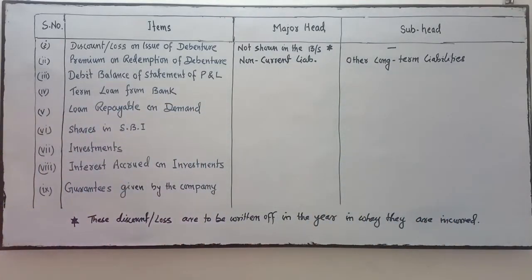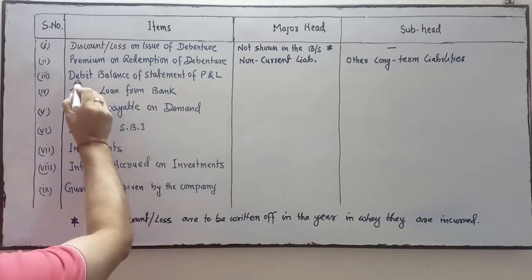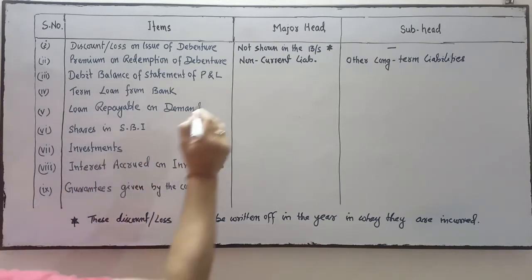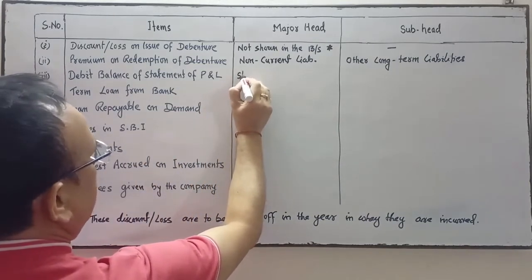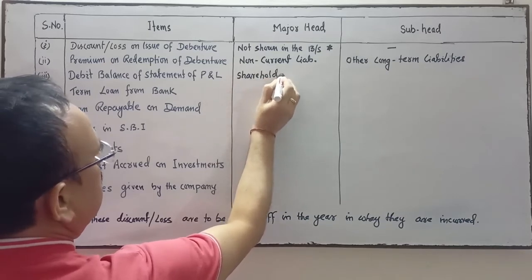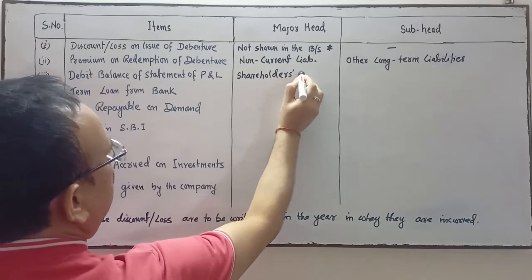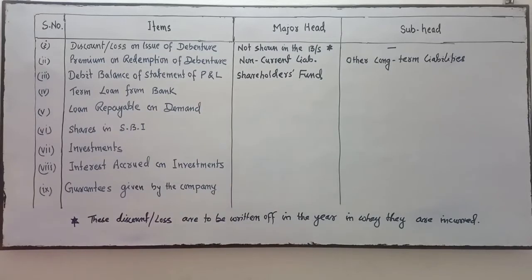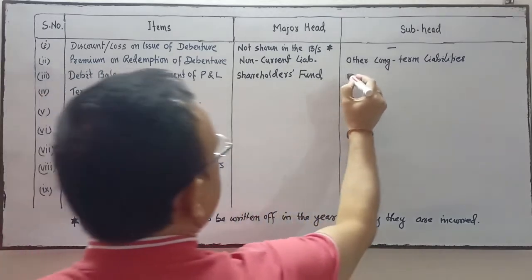Next is debit balance of statement of P&L. Debit balance of statement of profit and loss. Debit balance means loss. It is shown in the shareholders' fund, under the heading shareholders' fund. Okay, shareholders' fund, and the subheading is reserve and surplus.